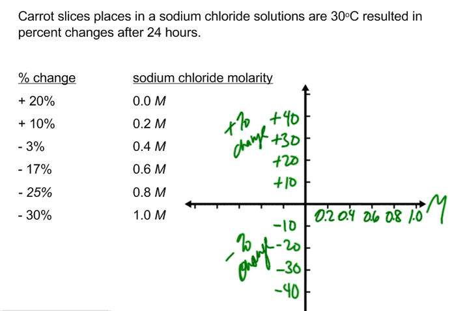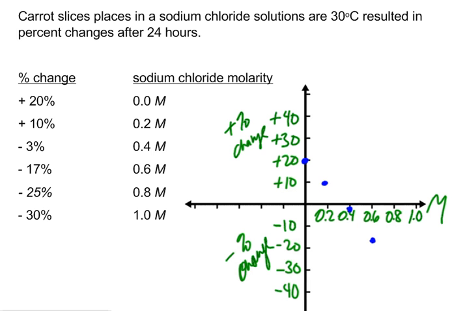So now that we have our axes labeled, let's plot our data. At 0 molar, it was 20%, so we'll put that right there. At 0.2 molar, we had a 10% increase of mass. At 0.4 molar, it was negative 3%, which is going to be right here. Let's see here. At 0.6 molar, negative 17, roughly right about here.